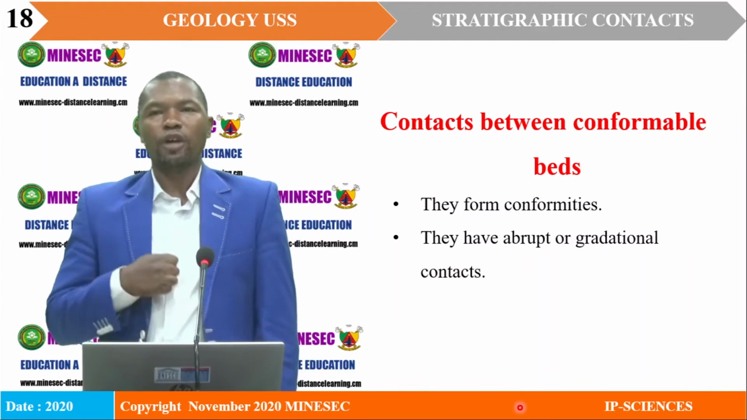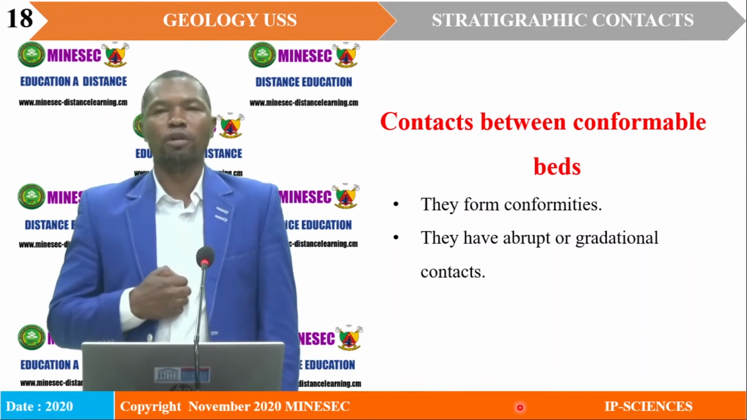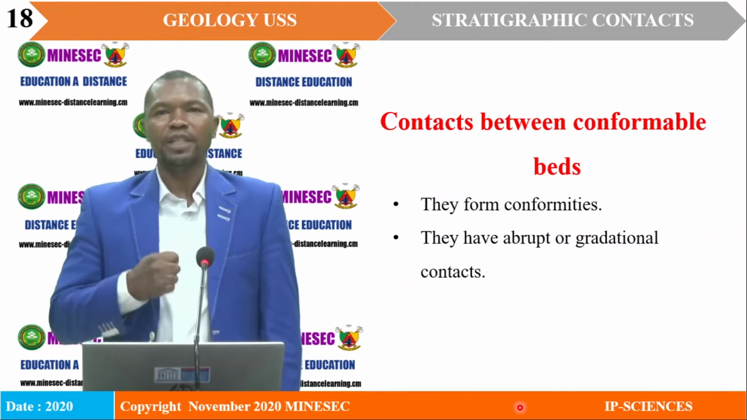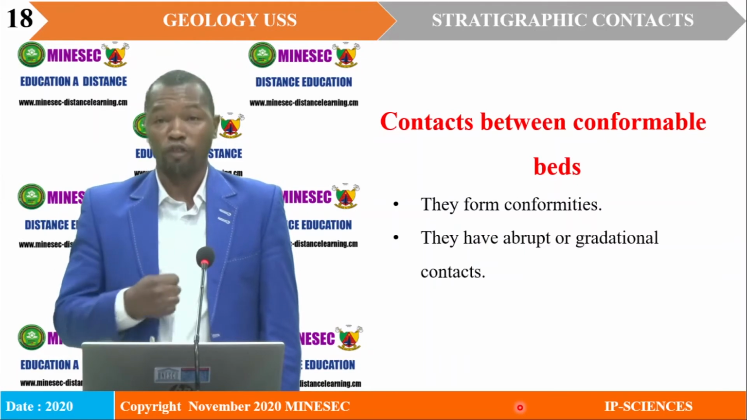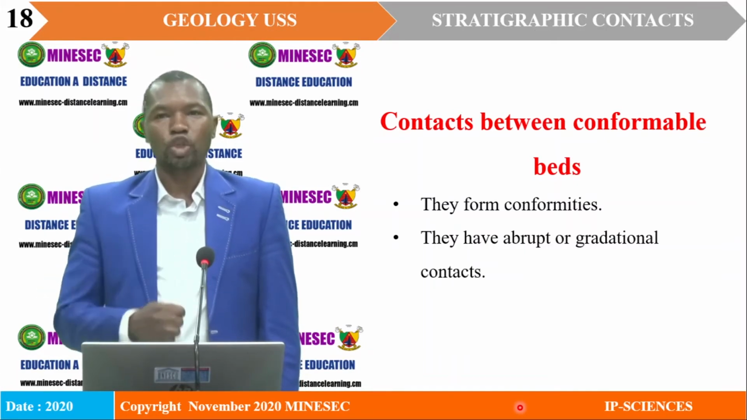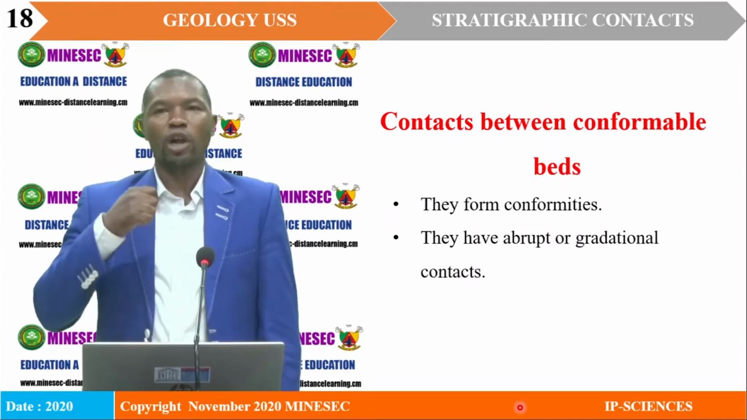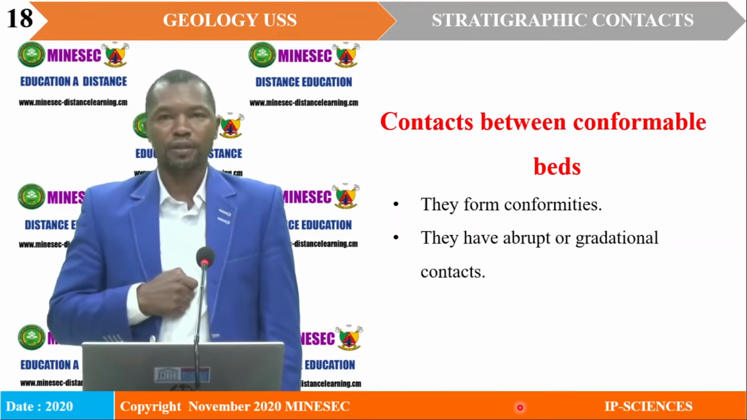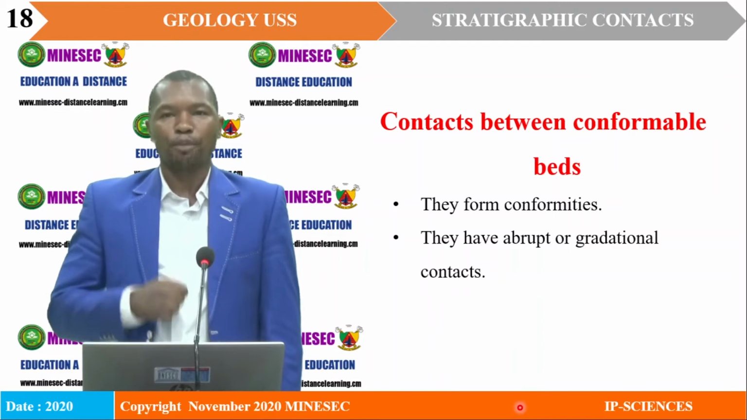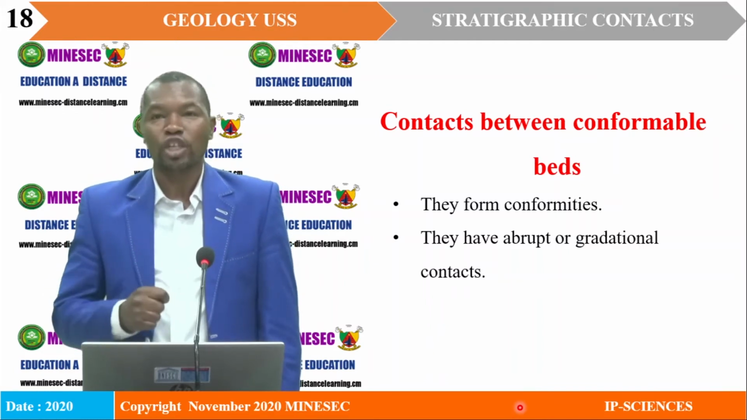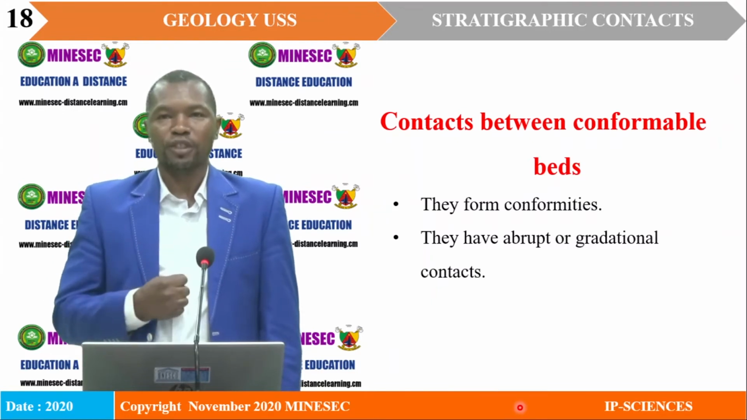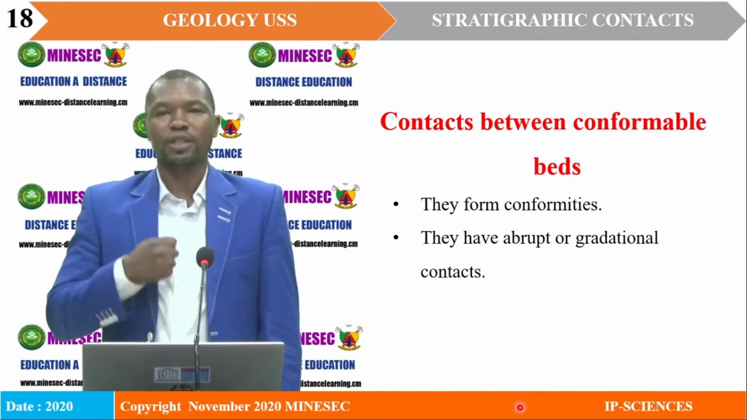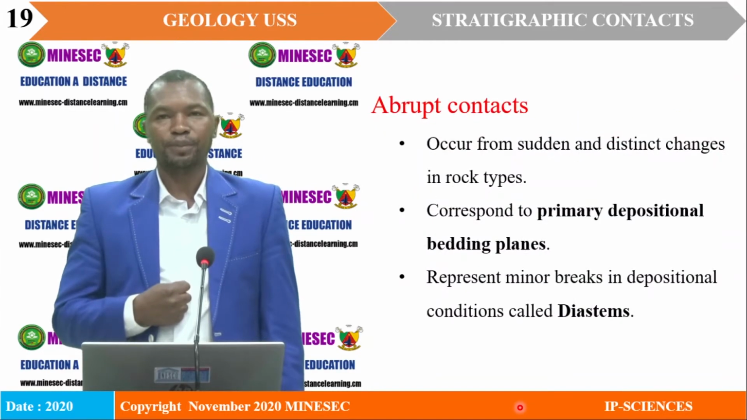We begin with contacts between conformable beds. Contacts between conformable beds will form conformities. They have abrupt or graduational contacts. We shall look at what abrupt and graduational contacts mean.